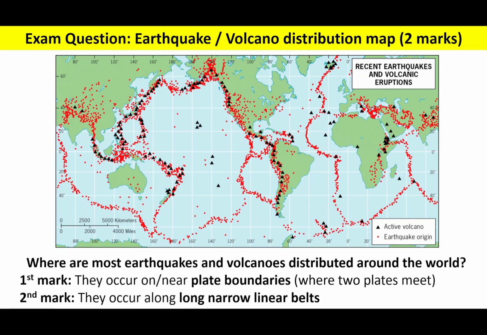The second mark is they occur along long, narrow linear belts. What that basically means is, can you see these red dots? That's where the world's earthquakes are. The triangles are the volcanoes. Can you see they occur along long, narrow linear belts? They're not scattered as such. You obviously have your exceptions with volcanoes, such as hotspots occurring in the middle of the ocean.